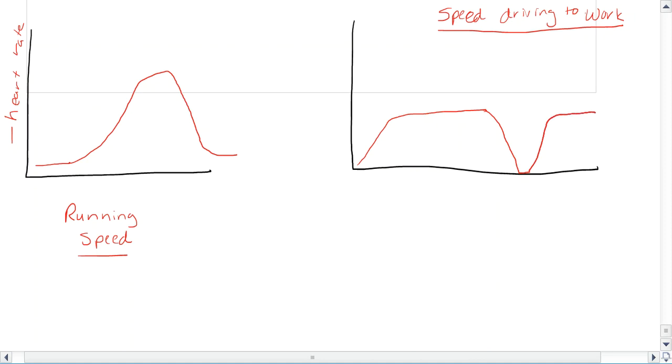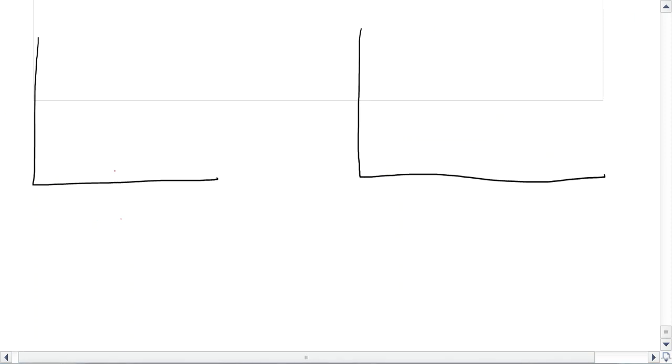And then you pull into Hart Ranch, you slow down, and then you're going slowly through the driveway of Hart Ranch, and then you pull into the parking lot and you're going slowly to get into your parking spot, and then you stop. Again, there's no numbers here. It's just a graph showing the trend. Okay, a couple more trend graphs to look at.